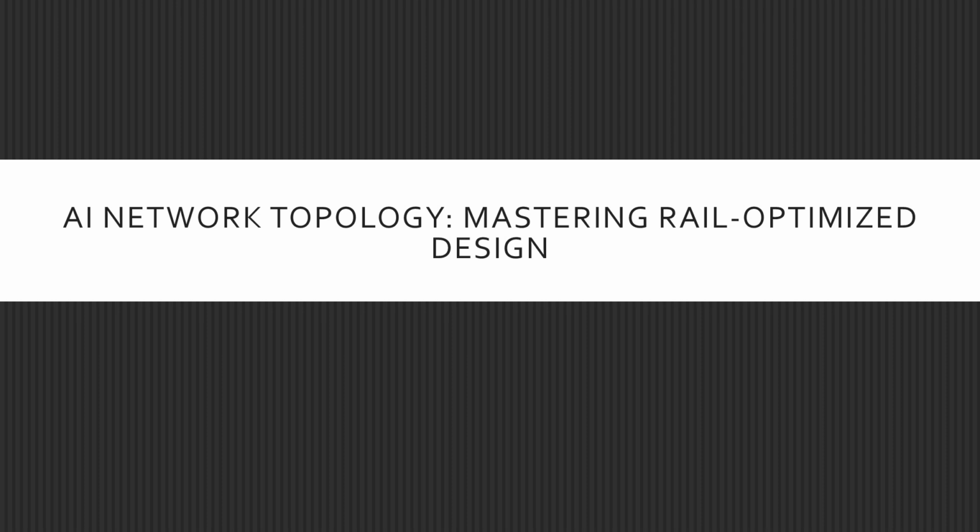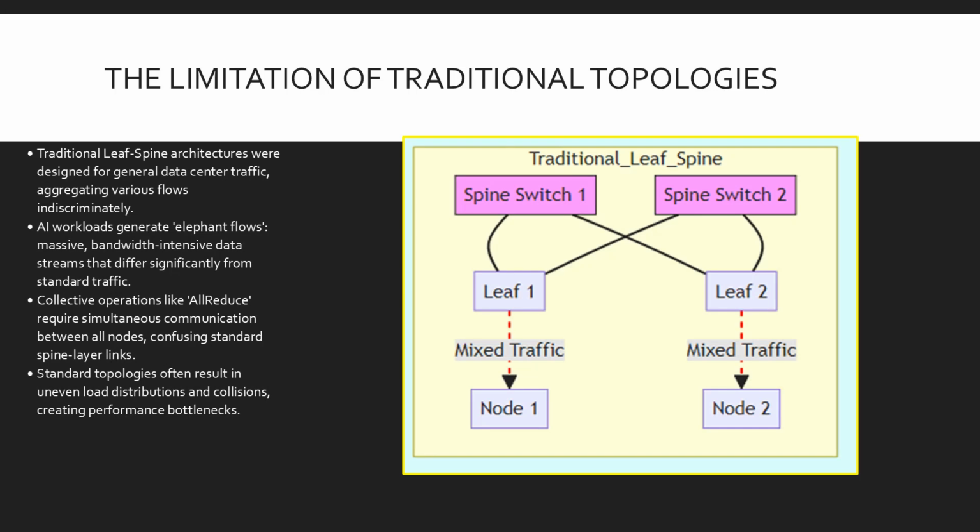Welcome. In high-performance AI computing, the physical layout of your network cables matters just as much as the switch bandwidth. Today, we will explore rail-optimized topology, the gold standard for connecting massive GPU clusters. To understand why we need a new topology, we must first look at the limitations of the old ones.